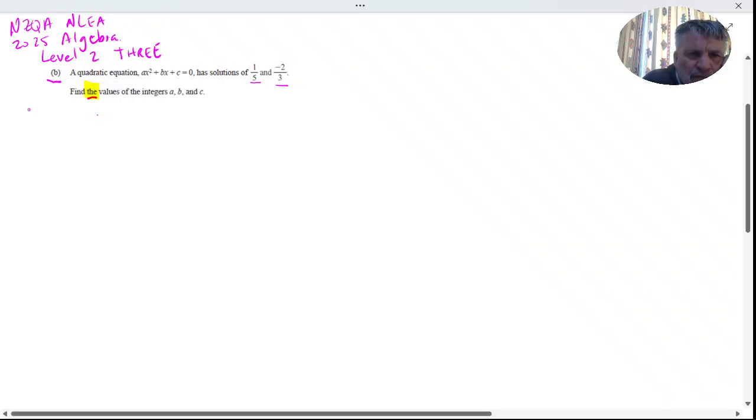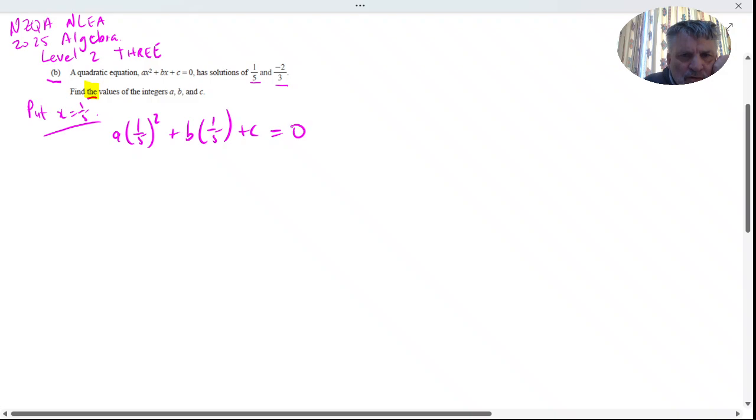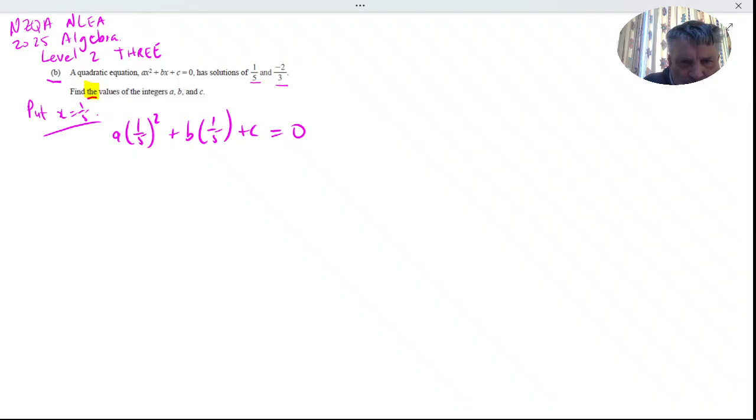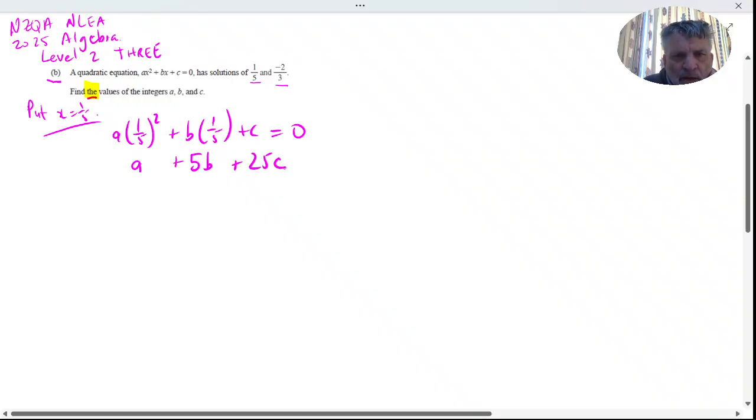So if we put in x equals 1/5, we get a times 1/5 squared plus b times 1/5 plus c equals 0. And then if we multiply through by 25, so this will be 1 over 25, so that'll make it just a here. This is b over 5, so it'll be 5b, and plus 25c will be 0.